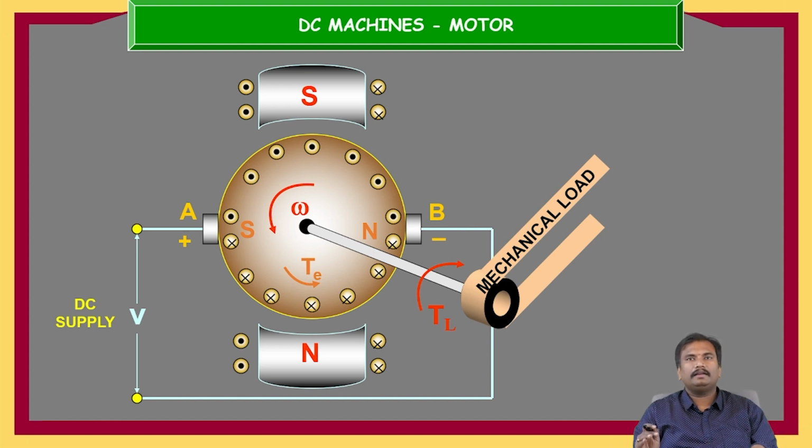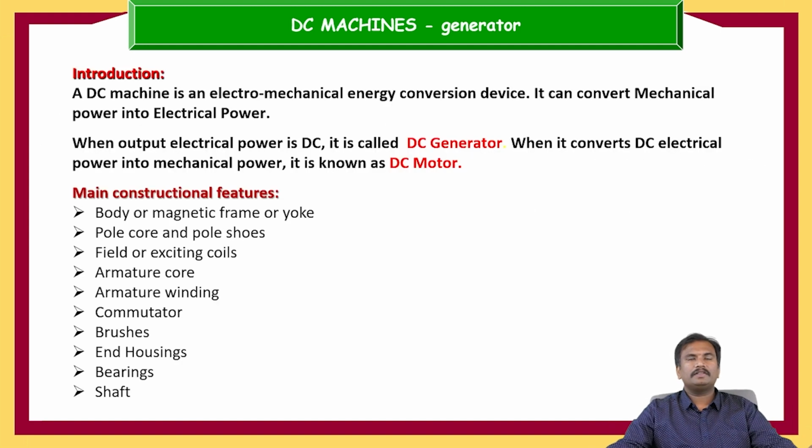We'll go in detail with the different constructional details. Here, first we will go with the constructional details. Then after, we'll go with how the voltage is going to be generated in the DC generator. So here, a DC machine, as we have already discussed, is going to have two windings. One is the armature winding, one is the field winding.